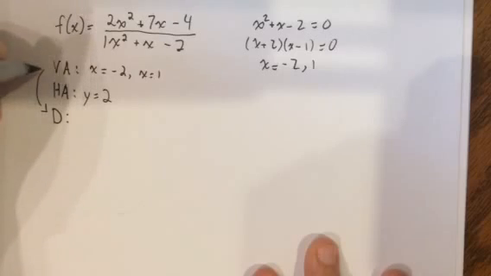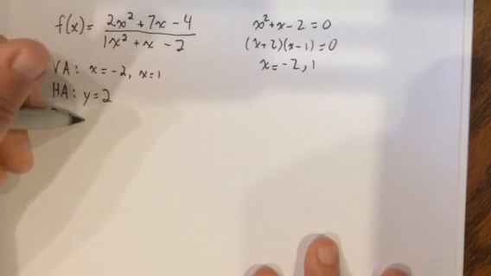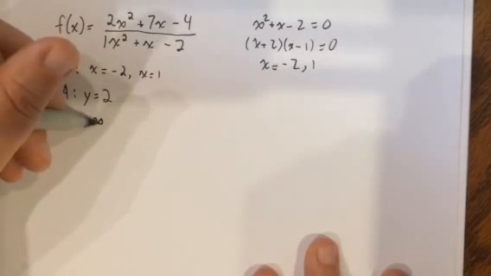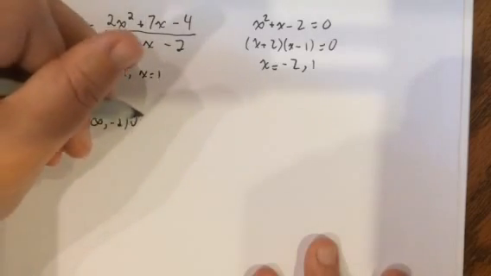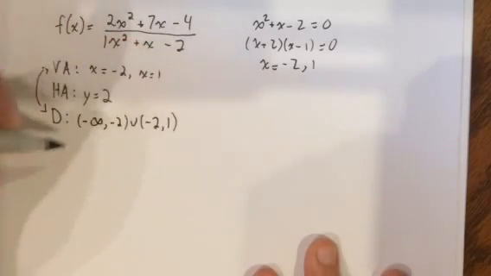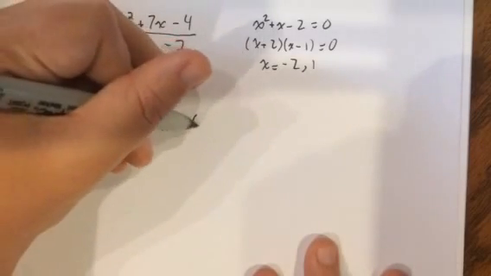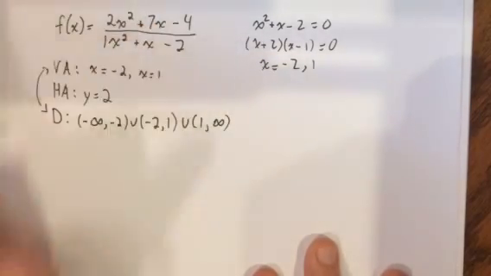vertical asymptote are very related, my domain would be everything from negative infinity to negative 2, not including negative 2, union negative 2 to 1, not including 1, union 1 to infinity. So everything but the negative 2 and the 1.